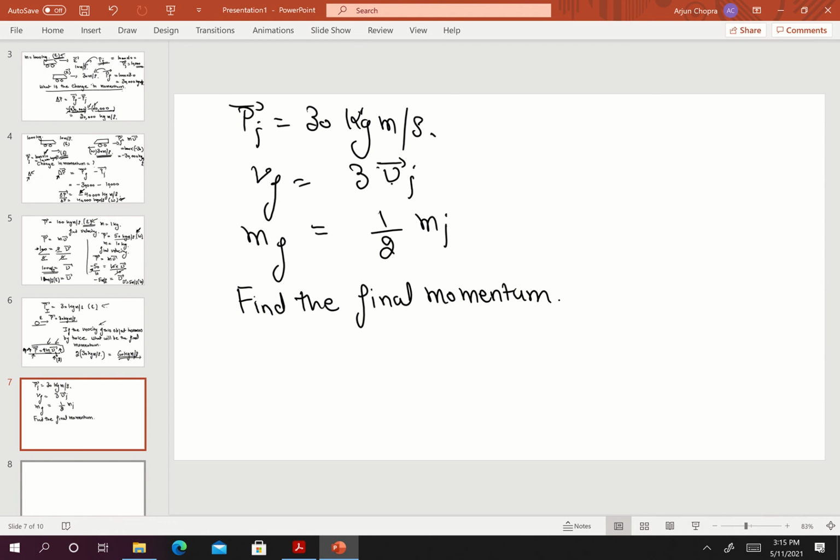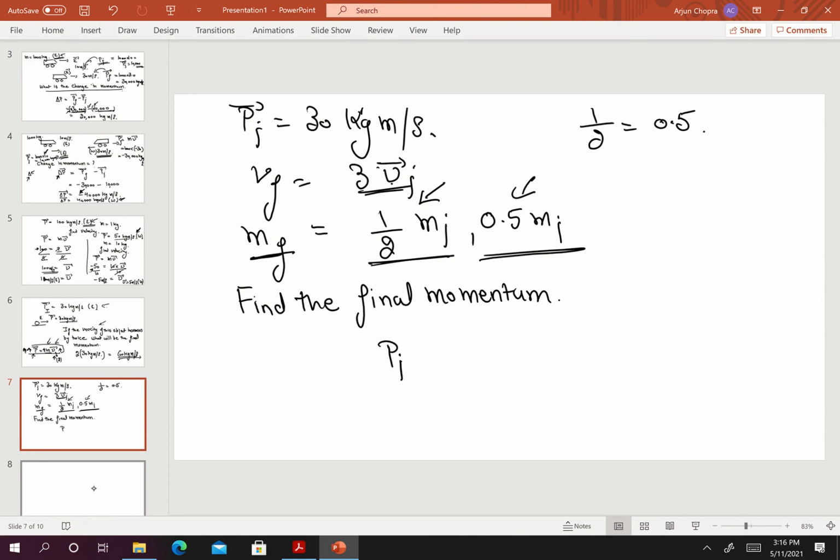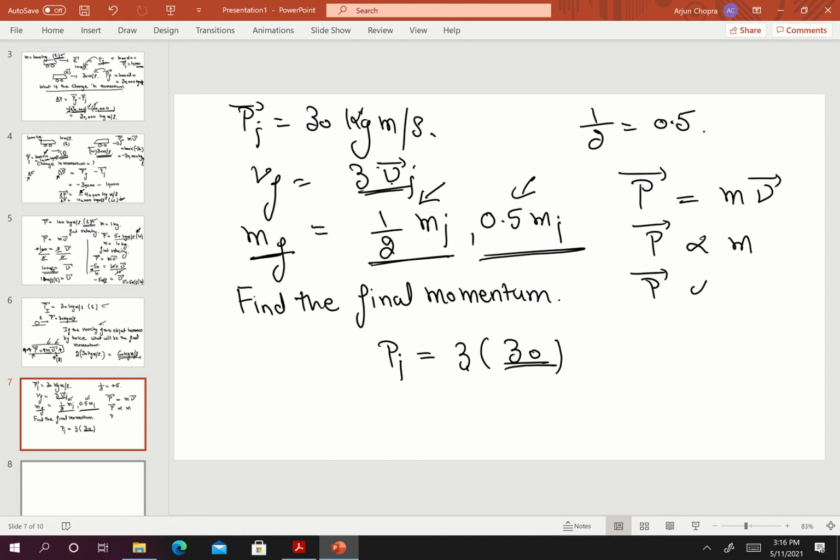So I can write it as m final equal to 0.5 of m initial also. Both mean one and the same thing, so do not confuse yourself. 1/2 is equal to 0.5. I wanted to find the final momentum in this case. So again, if the velocity increases by 3 times, I'll write the initial momentum value, which is 30, and then multiply this with 3, because remember the formula, momentum is equal to mass times velocity. So momentum is directly proportional to mass, and momentum is directly proportional to velocity.